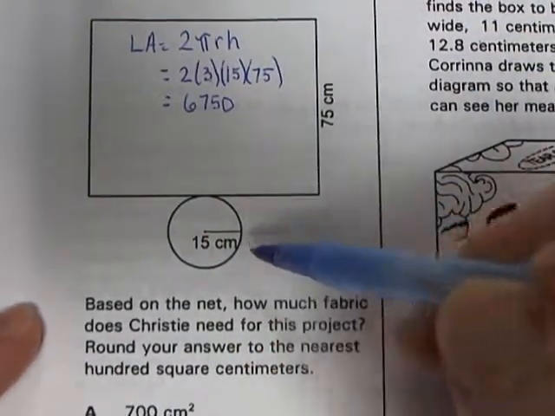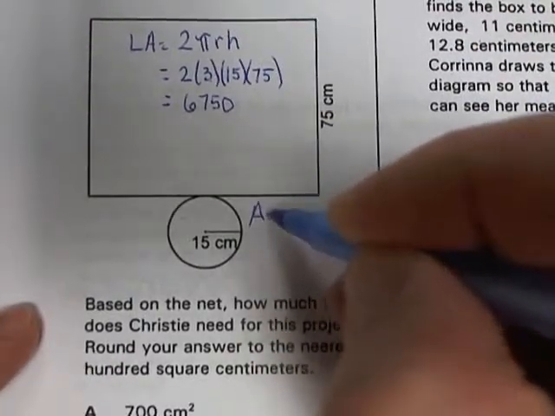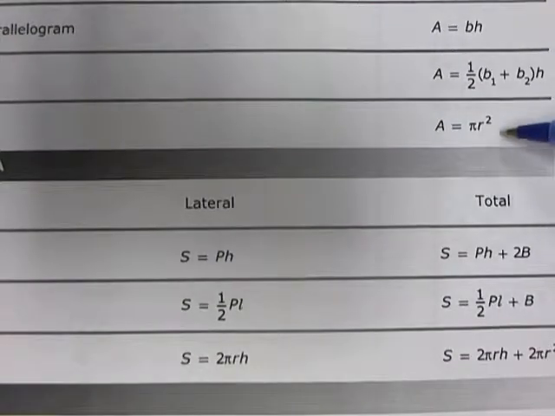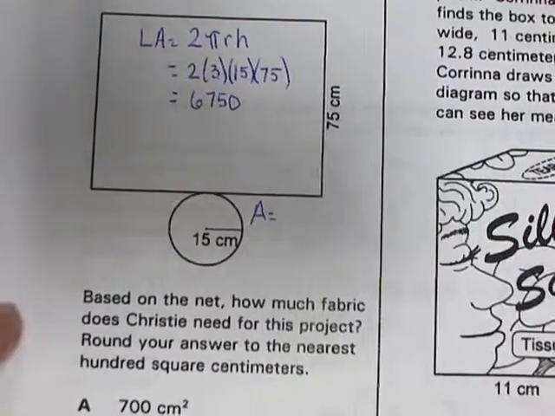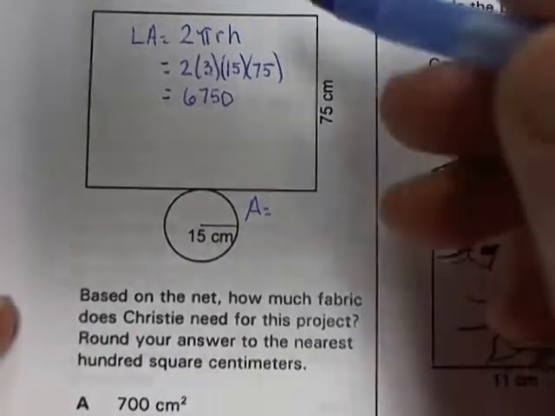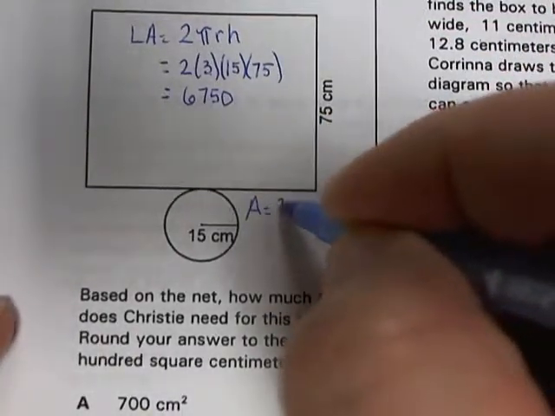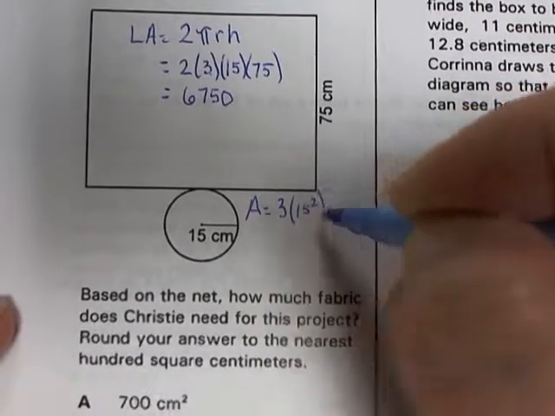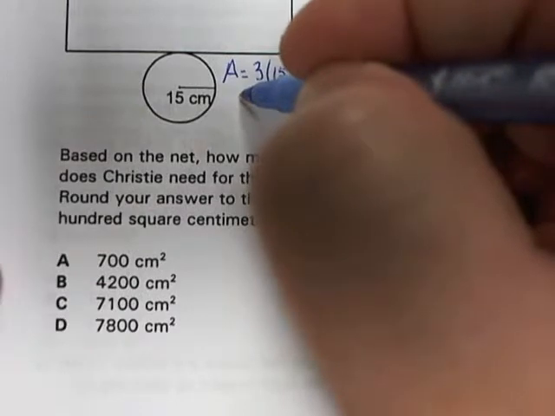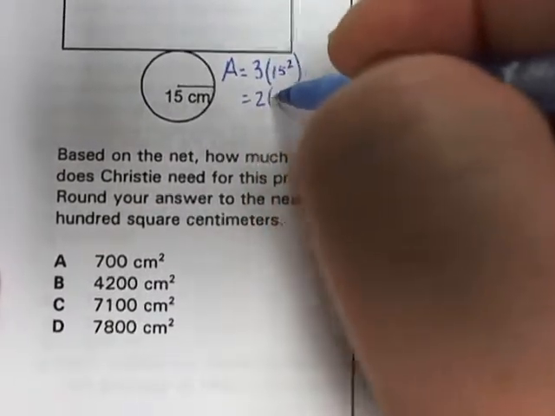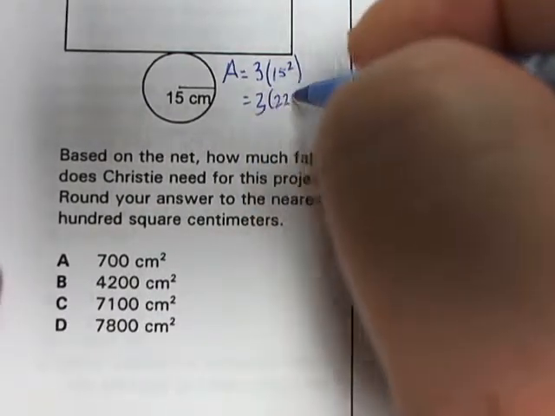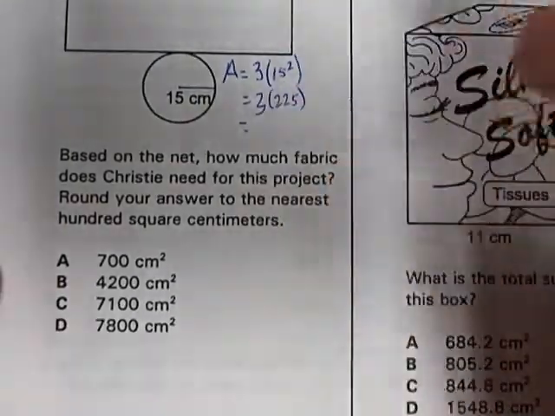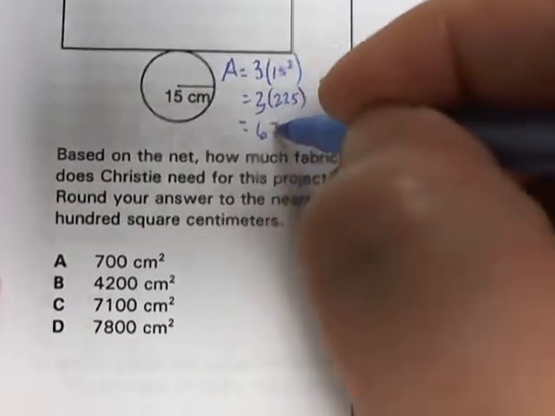Now we need to find the area of the circle using the formula from your math chart. The area of a circle is pi times radius squared. So we're using 3 times 15 squared. 15 squared is 225. And 3 times 225 is 675.